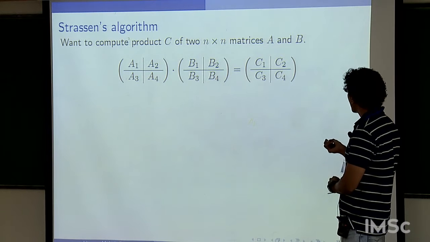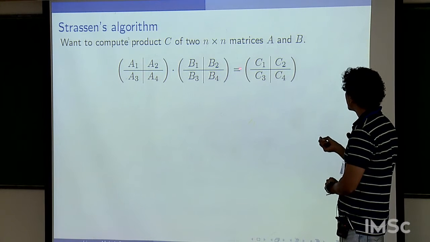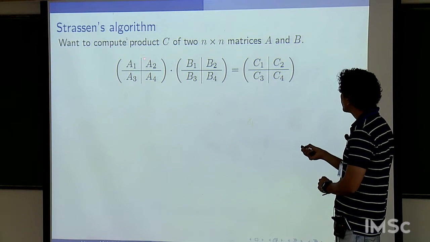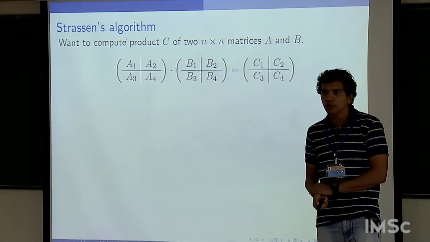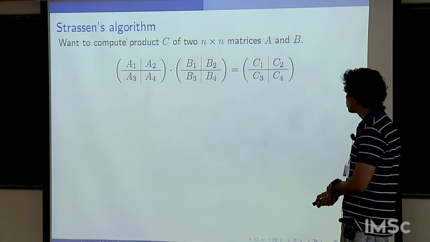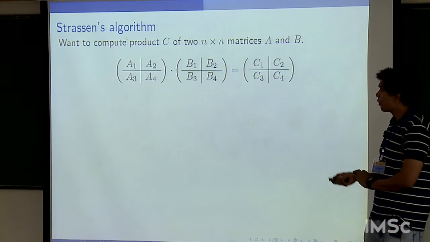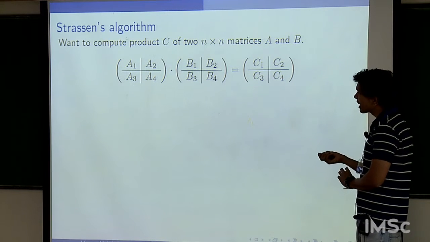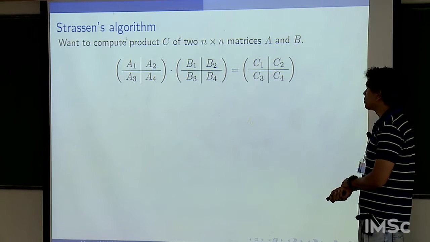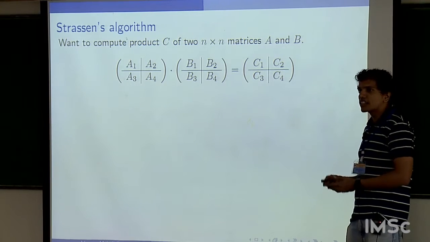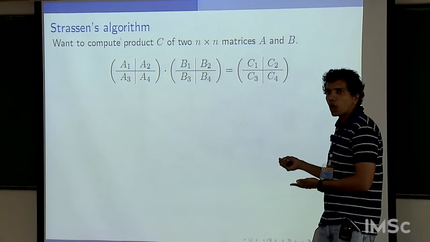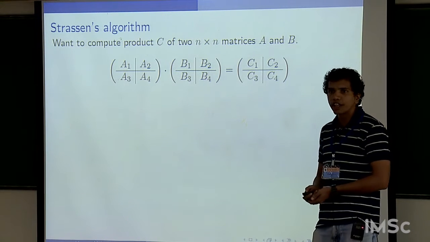And note that these blocks on the C side, C1, C2, C3, C4, are all functions of some blocks on this side. So for example, C1 is A1 times B1 plus A2 times B3, where I'm looking at matrix product. And similarly, C2 is A1 times B2 plus A2 times B4, etc. Okay. So if I want to compute C1, C2, C3, C4, I can write them easily in terms of A1, A2, A3, A4, and B1, B2, B3, B4. And I can use this as a template for a recursive algorithm to multiply matrices. Only if you do this in the obvious way, you won't get any better than the trivial n cubed running time.